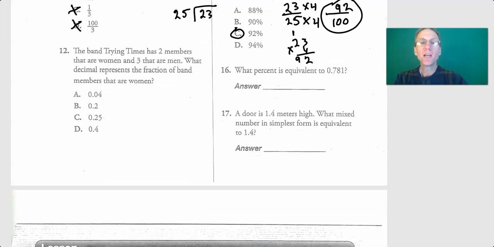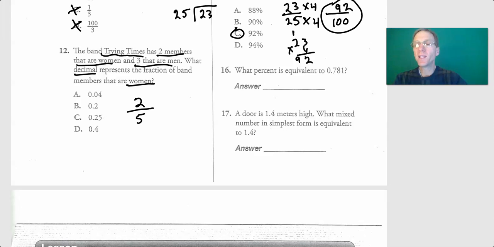All right, let's come down here. The band, and the name of the band is Trying Times, has 2 members that are women and 3 that are men. So we already know where this is going. They're going to do some kind of a percent here. What decimal represents the fraction of band members that are women? So where's our women? We've got 2 are women. Now, usually on the bottom of your fraction, that's your whole. Well, what's the whole here? How many people altogether? 5.